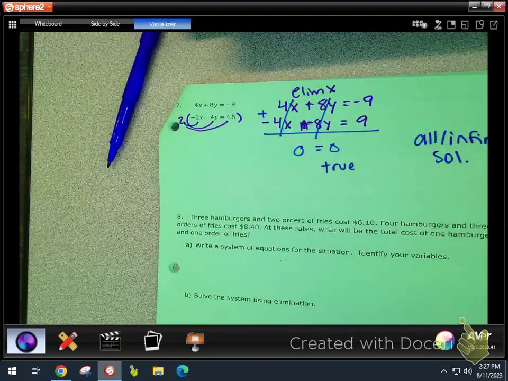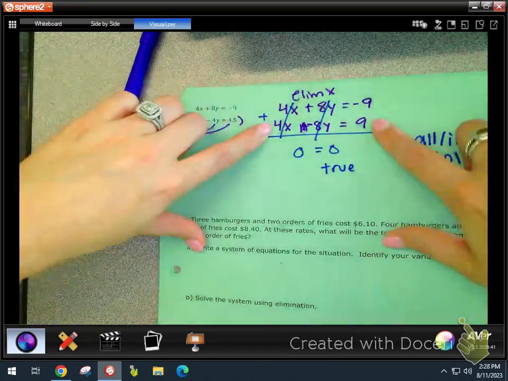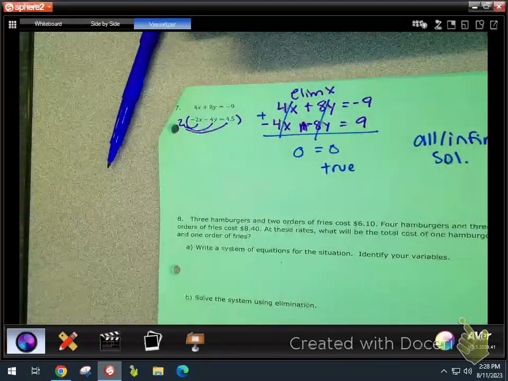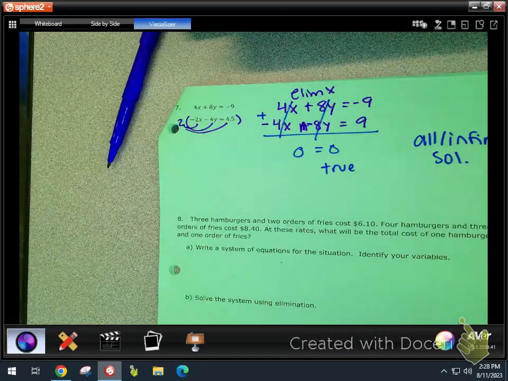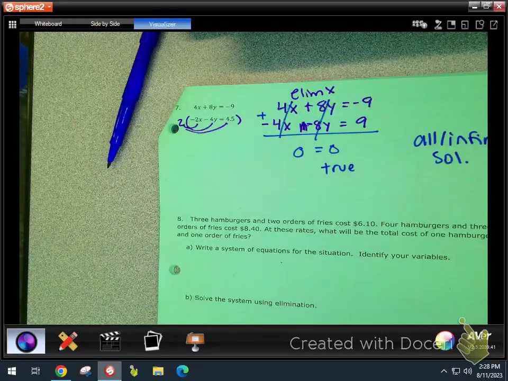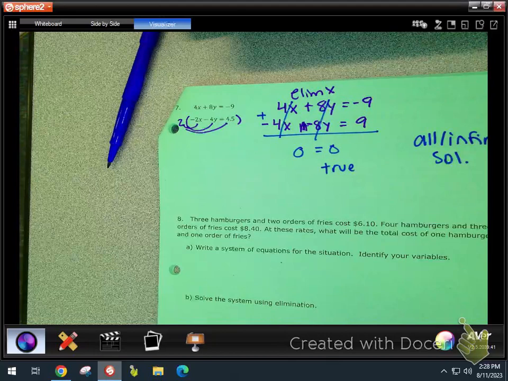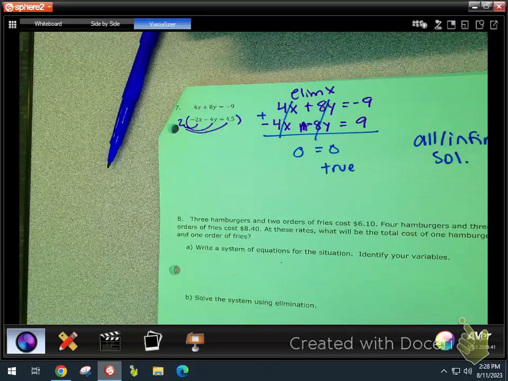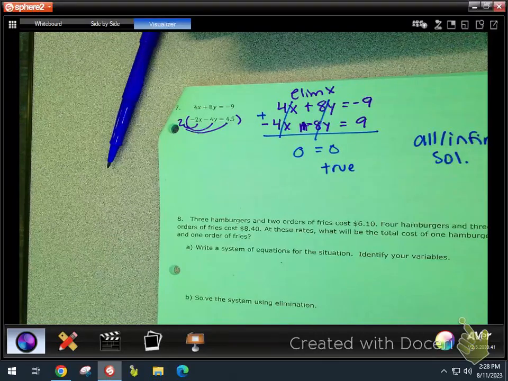Could I have looked at that equation and figured that out without doing work? Which you wouldn't do, because you always show your teacher your work. But how do you know? What does it mean if you have infinite or all solutions? What's true about those two lines? They're the same. Other than the opposite signs, they are the exact same equation. That's why it was an all solution. For a no solution, you would have very similar equations, but they would have different y-intercepts.